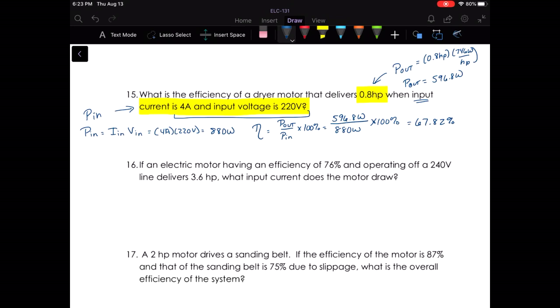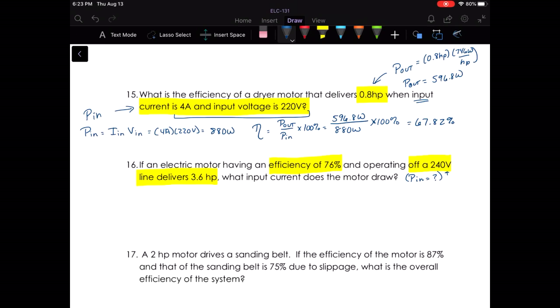Okay, in the next problem, we're now given the efficiency and that the input voltage is 240 volts, and we've got the output power here. So we're looking for the input current. Basically we need to know what the input power is, because with the voltage we can find the current. So we have an efficiency of 76%.